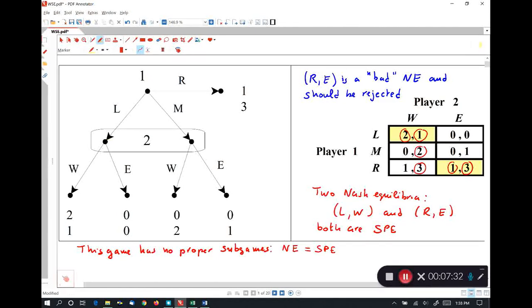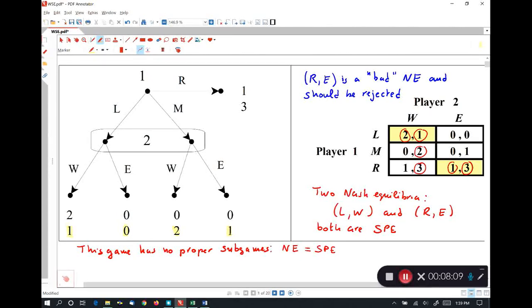Well, in that case, if player 1 played L and I played W, I get 1. Whereas if I play E, I get 0. So if I knew that player 1 played L, then I would want to play W. What about if I knew that player 1 played M? Then in that case, if I play W, I get 2. If I play E, I get less, I get 1. So if I knew that player 1 played L, I would want to play W. And if I knew that player 1 played M, then I still would want to play W.